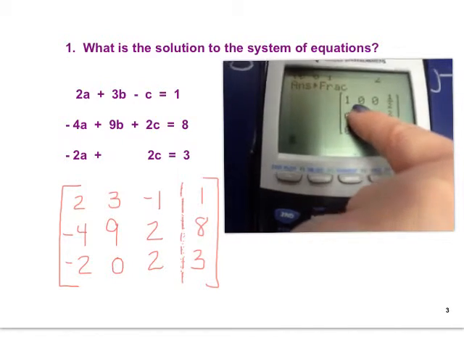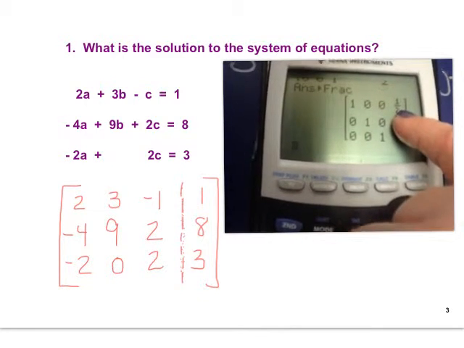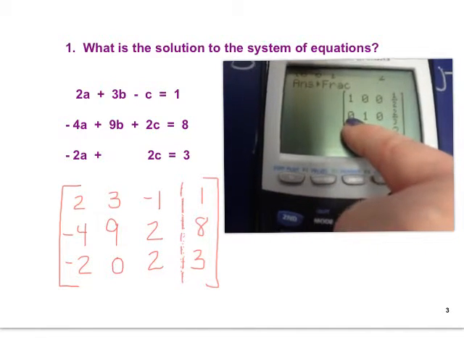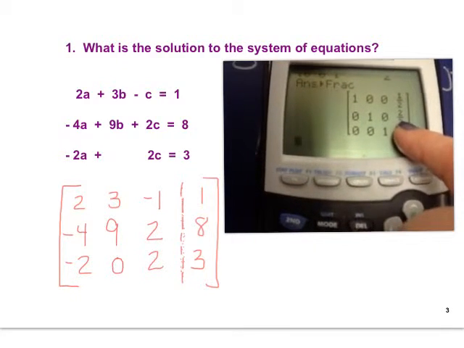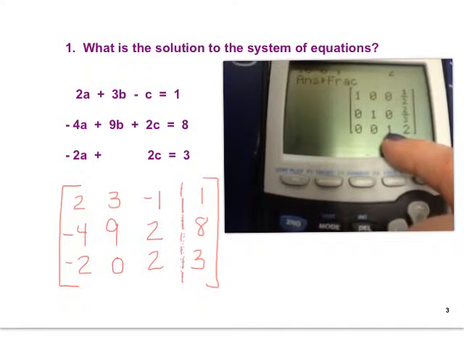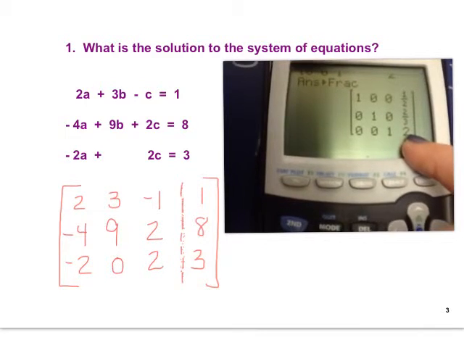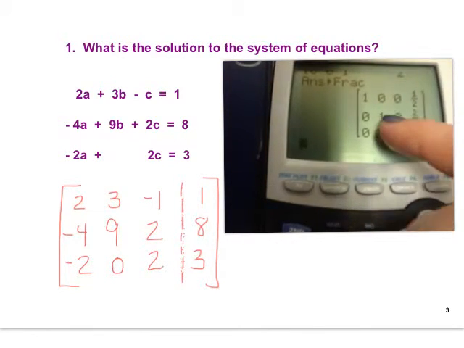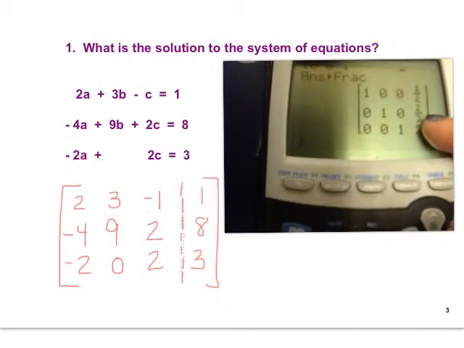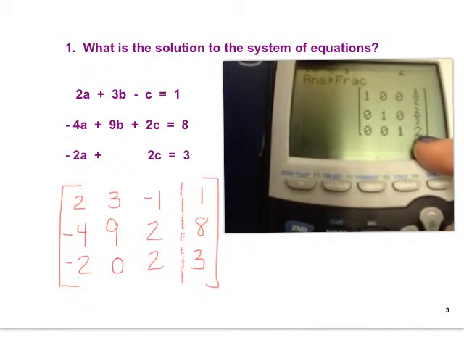1x plus 0y plus 0z is equal to 1/2. 0x plus 1y plus 0z is equal to 2/3. 0x plus 0y plus 1z is equal to 2. Therefore, we can say our variable x is 1/2. Our variable y is 2/3. Our variable z is 2.